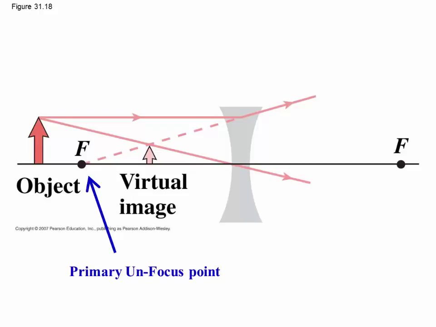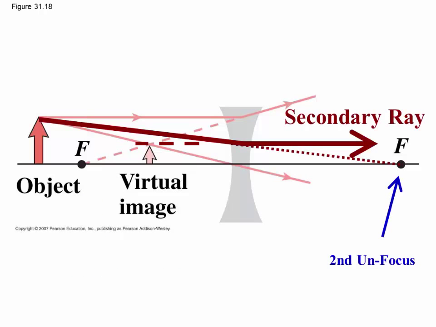The secondary array uses that other focal point on the right, the secondary unfocused point. Notice that which one you use is reversed from the converging lens case. Where the primary focus was is now where the secondary unfocus is located, and vice versa. Here the light goes towards the unfocus, and as it is unfocused, it comes out parallel. And I show here the traceback thick dashed line that goes back to where the virtual image forms.